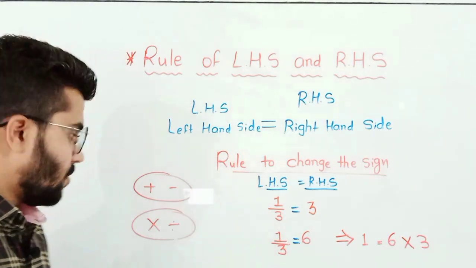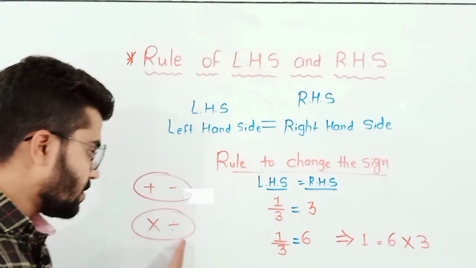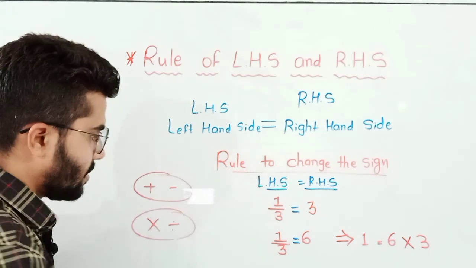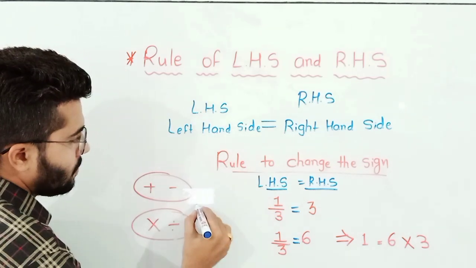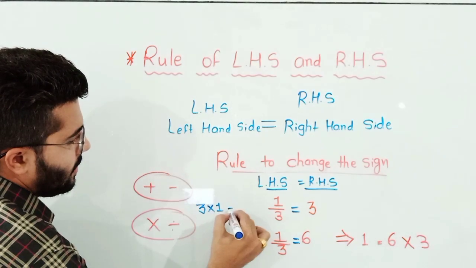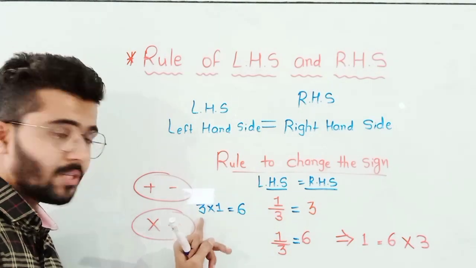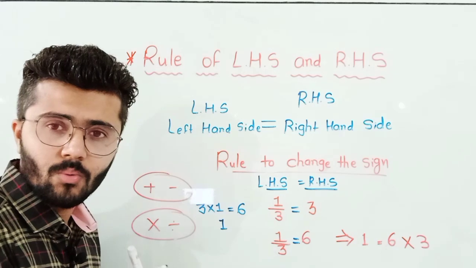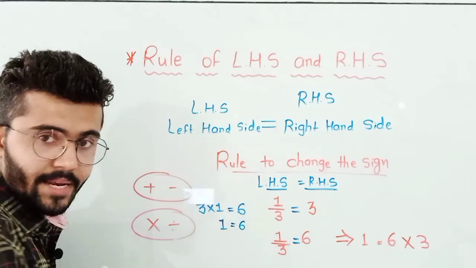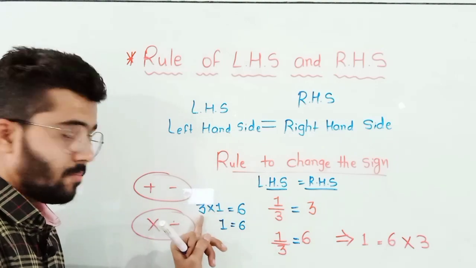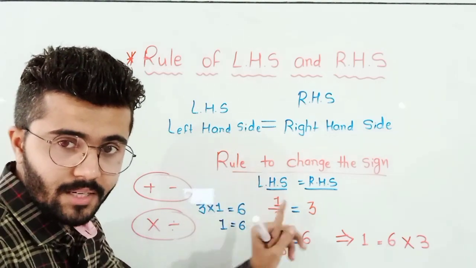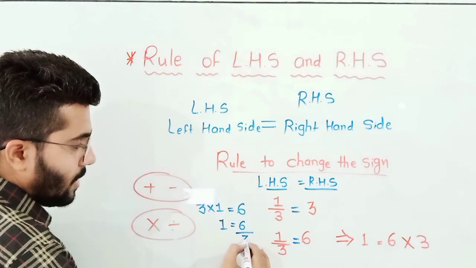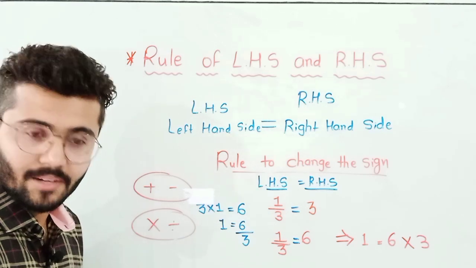Now the same with multiplication and division. It was division to multiplication, and now multiplication to division. If 3 is given in multiplication, 3 multiplied by 1 is equal to 6. Now if you want to move this 3 towards the right hand side, what will you do? 1 as it is, because we don't want to move 1 anywhere. We don't want to move 6 anywhere. We'll keep both the numbers as they are. But we want to move 3 towards the right hand side. Here 3 is in the form of multiplication, so there it will go in the relation of division. I hope you are clear now.